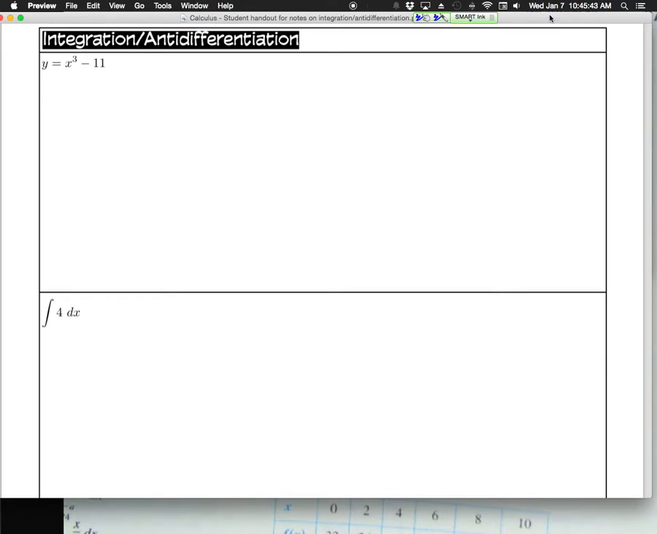Alright, we're going to use basic anti-differentiation rules to find antiderivatives. The other day we talked about anti-differentiation. What is anti-differentiation? What did anti mean? Opposite. So anti-differentiation is the opposite of differentiation.